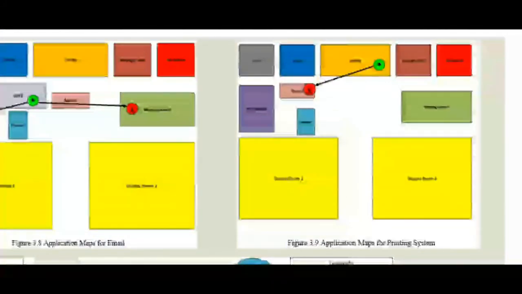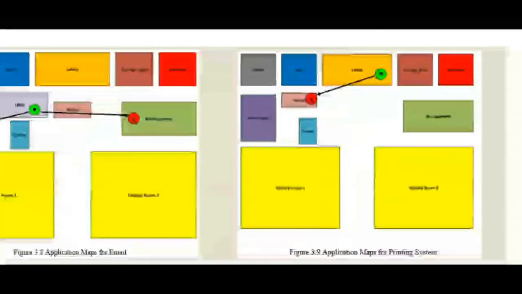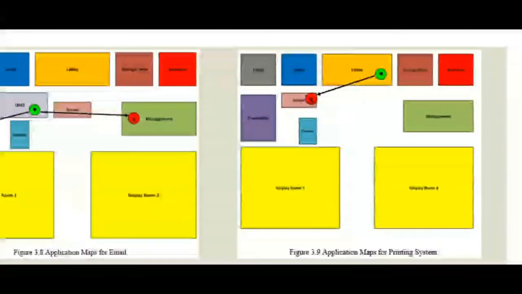Next one is the application map for the printing system. So for the printing system, the server will act as a data sink, where it will receive and store data from the lobby, and the lobby will generate data for the server to keep.